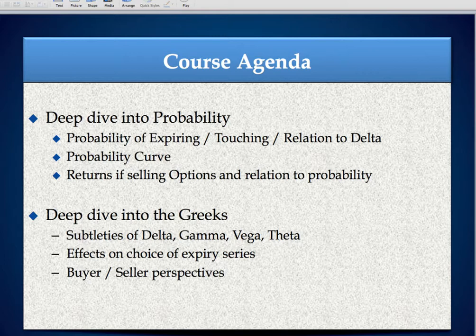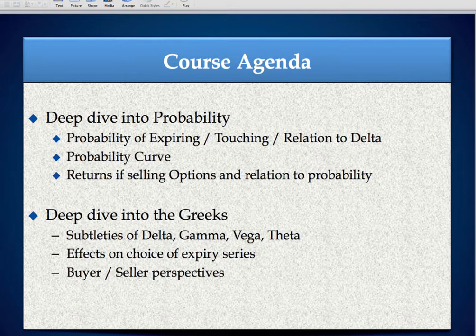Probability becomes much more important when you're selling options. And so we'll be looking at selling options and its relation to probability, and this is where you need to be careful, because when you're selling options, as you know, you're exposed to higher risks. Therefore, your understanding of probability becomes very important. But probability also has a role to play when you're buying options, and I'll show you that as well.